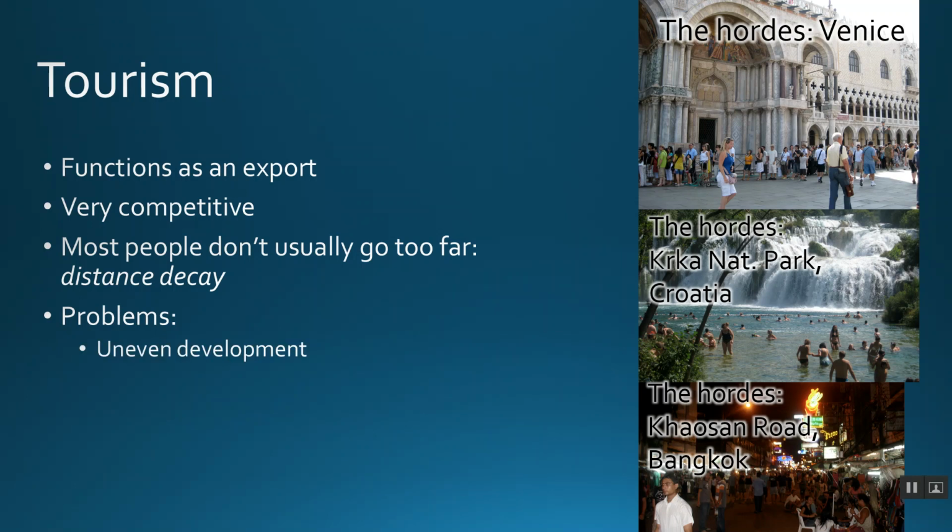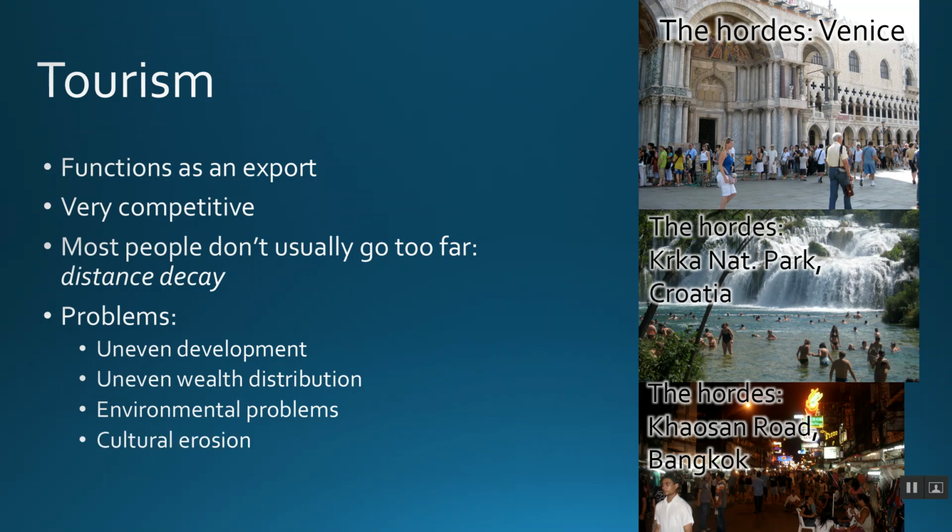There are some problems with tourism, including uneven development. So if you go to some of the most posh resorts in Mexico or in some of the Caribbean islands, not that far away, you're going to have people who are living in pretty poor conditions. So you also have this uneven wealth distribution. Also, environmental problems when you have lots of people coming into an area and overwhelming it.